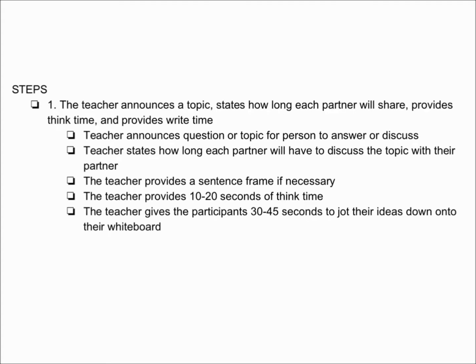The first major step is the teacher announces a topic, states how long each partner will share, and provides think time and provides write time. There are sub-steps that are important to follow in sequence to make sure they happen. Provide a sentence frame for students ahead of think time so that students can join their answer to the sentence frame. Only provide 10 to 20 seconds of think time. Research shows that beyond that, students are no longer thinking about the assigned topic.